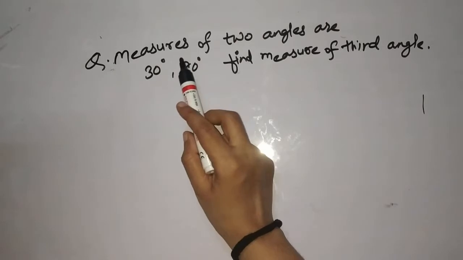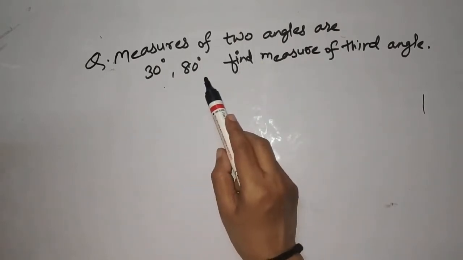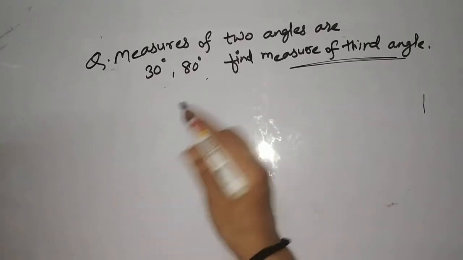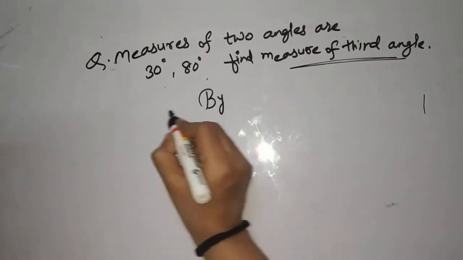So friends, now next question is: measures of two angles are 30 degree and 80 degree. Find the measure of the third angle. So friends, again you can consider it by using angle sum property.